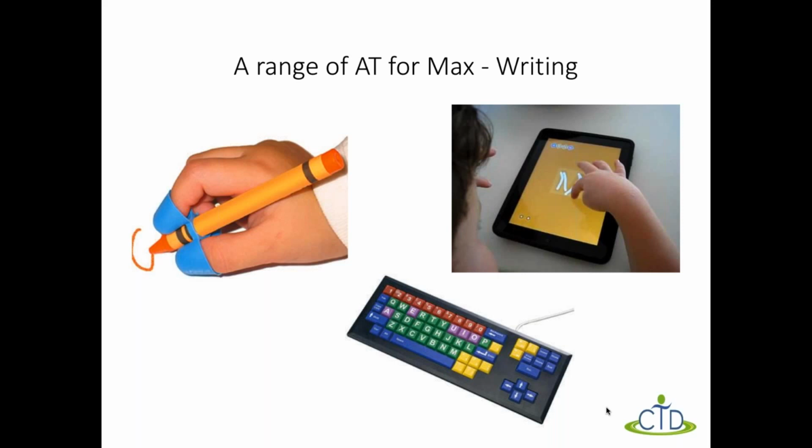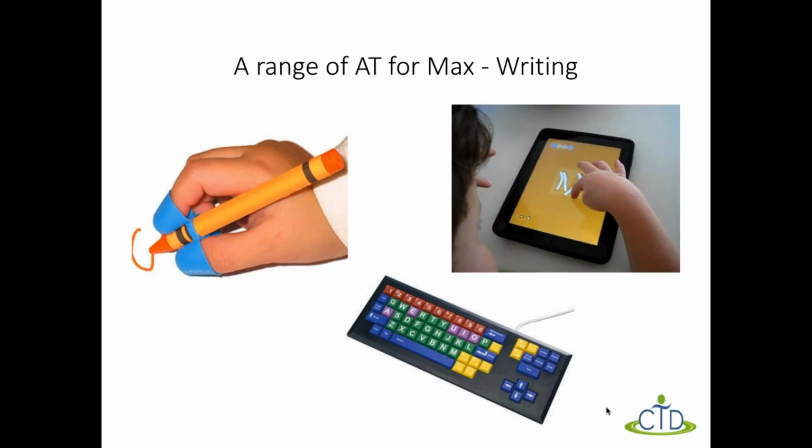We can also look at a range of AT for Max for writing. Max has a hard time holding things in his fingers, sensory-wise, and he is developing the skill of scribbling and writing. So he uses a variety of pencil grips. But the team also looked at what other technologies we could introduce to help him continue to develop both the fine motor skill of writing, but also the literacy and language skill of letters and words and sounds.